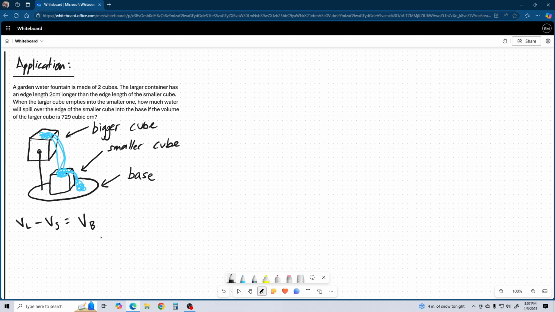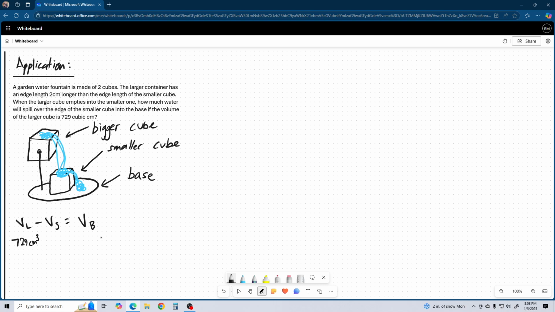Okay, now we have to figure out what that means, because we should be able to figure out the volume of the large cube and the volume of the small cube, considering they already told us the volume of the large cube is 729 cubic centimeters, right? So the volume of the large cube is 729 cubic centimeters. All right, last piece of information they give us is that the large container has an edge length 2 centimeters longer than the edge length of the smaller cube.